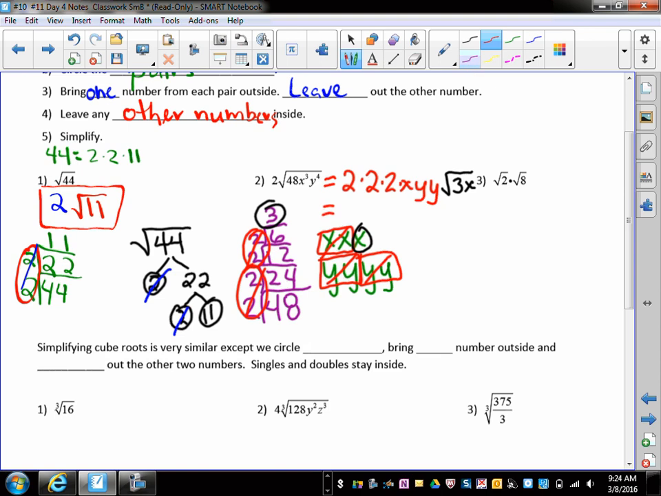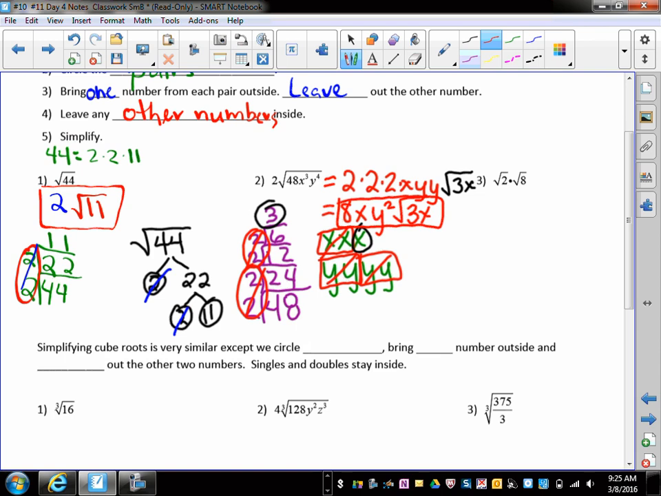What's 2 times 2 times 2? 8. X. And what's y times y? Y squared. And then square root of 3x is that. And that's our final answer there.